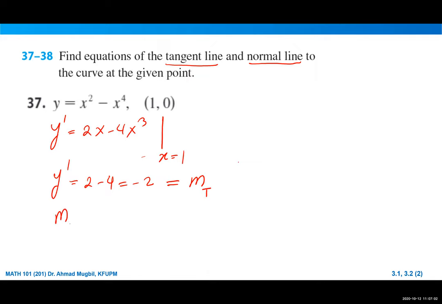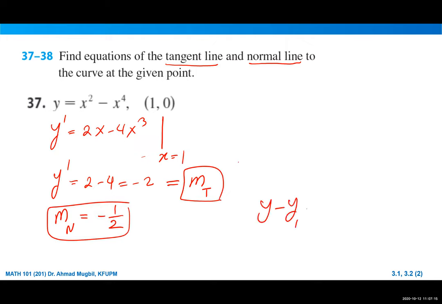Now what will be the slope of the normal? It will be a half, the negative reciprocal. Without the negative, just the half? Positive, you're right. It is the negative reciprocal. This is negative 2, yes, thank you.